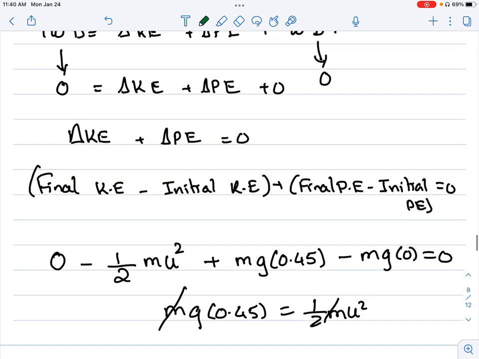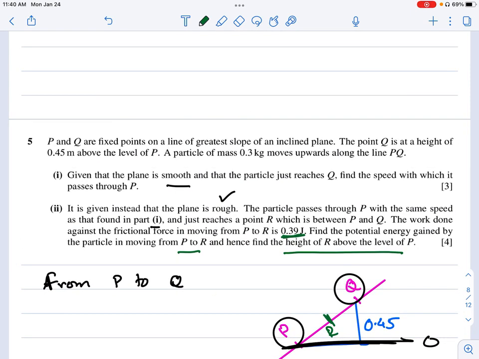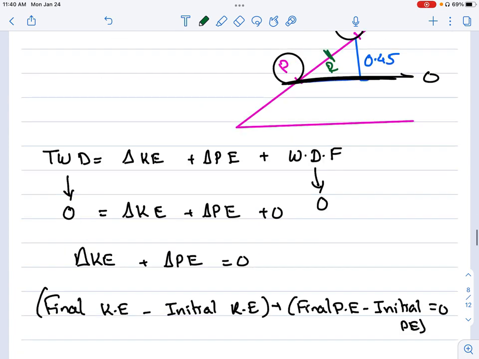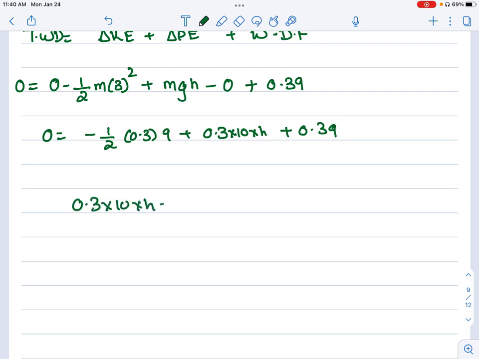Has he given the mass of the particle? The mass of the particle is 0.3 kg. So that will be much easier for us to solve. So what do I get? 0 is equal to minus 1 by 2 times 0.3 times 9 plus 0.3 times 10 times h, the height we don't know, plus 0.39. So 0.3 times 10 times h is equal to 1 by 2 times 0.3 times 9 minus 0.39. So 3h is equal to 0.15 times 9 minus 0.39.